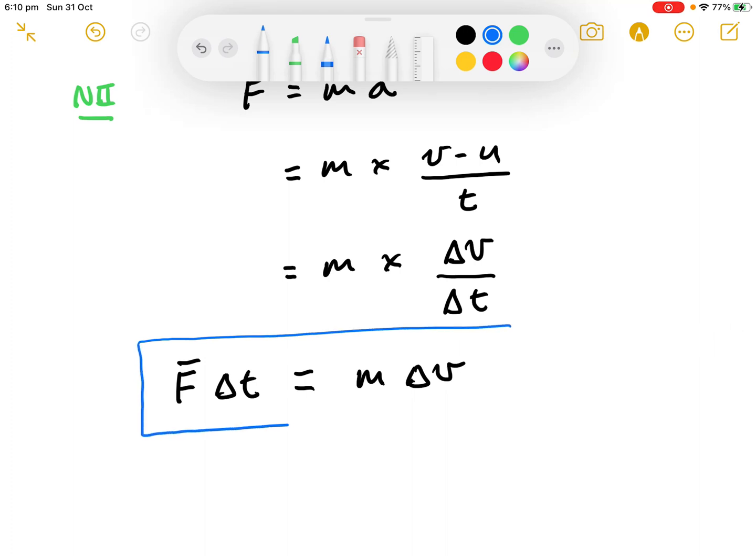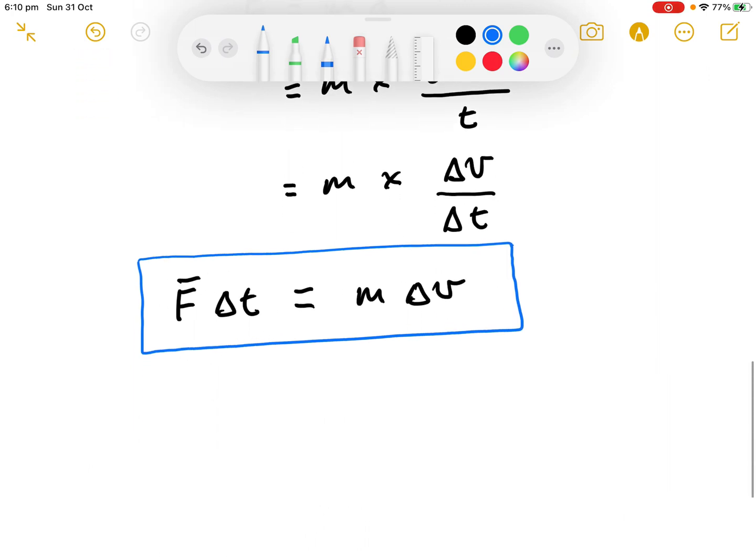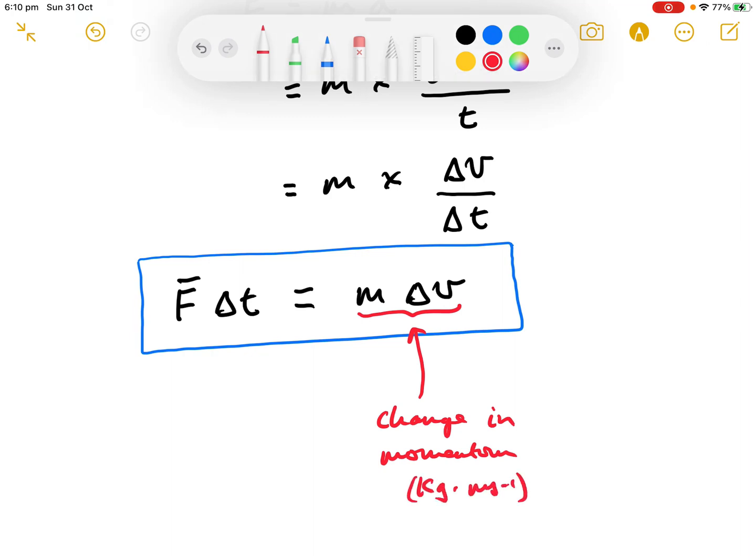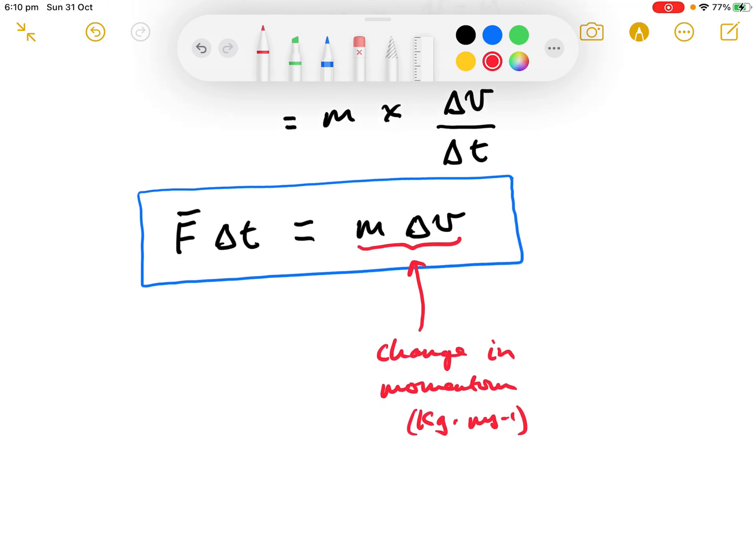And that's me got a very useful equation now. What do I have? Well, on the right hand side, I've got m delta v. Mass times velocity, remember, is momentum. So m delta v is the mass times the change in velocity. That's effectively the change in momentum of the ball. And that, of course, will be in kilograms meters per second.